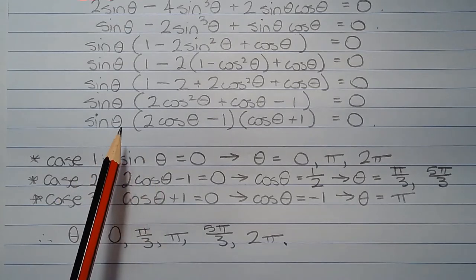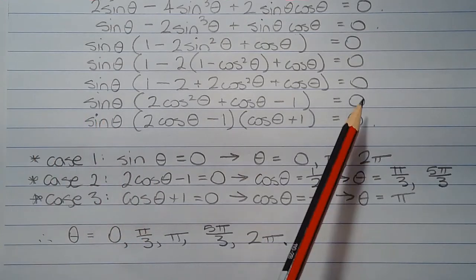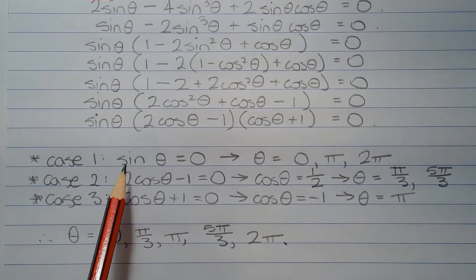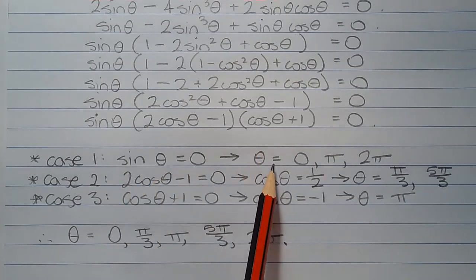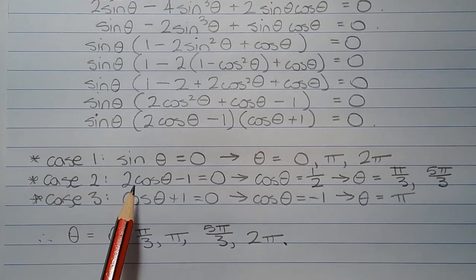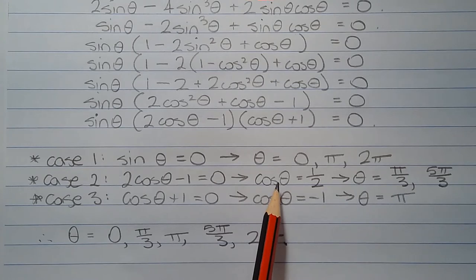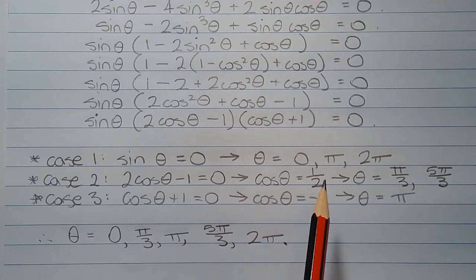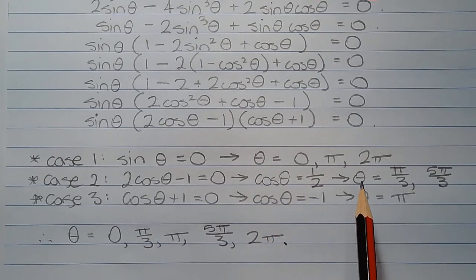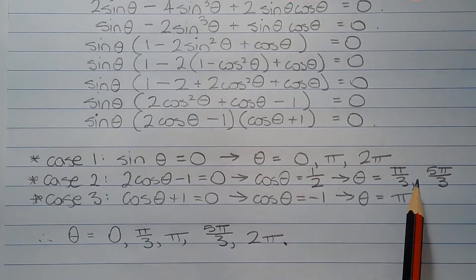So case 1, we have sine theta is equal to 0 for the expression to equal 0. So solving sine theta equals 0, we get theta is equal to 0, pi, or 2 pi. Case 2, we have 2 cos theta minus 1 equals 0. So we have cos theta is equal to half. If we rearrange the formula, taking the inverse cos of both sides, we get theta is equal to pi over 3 and 5 pi over 3, since the ratio is positive. So this is a quadrant 1 and a quadrant 4 angle.